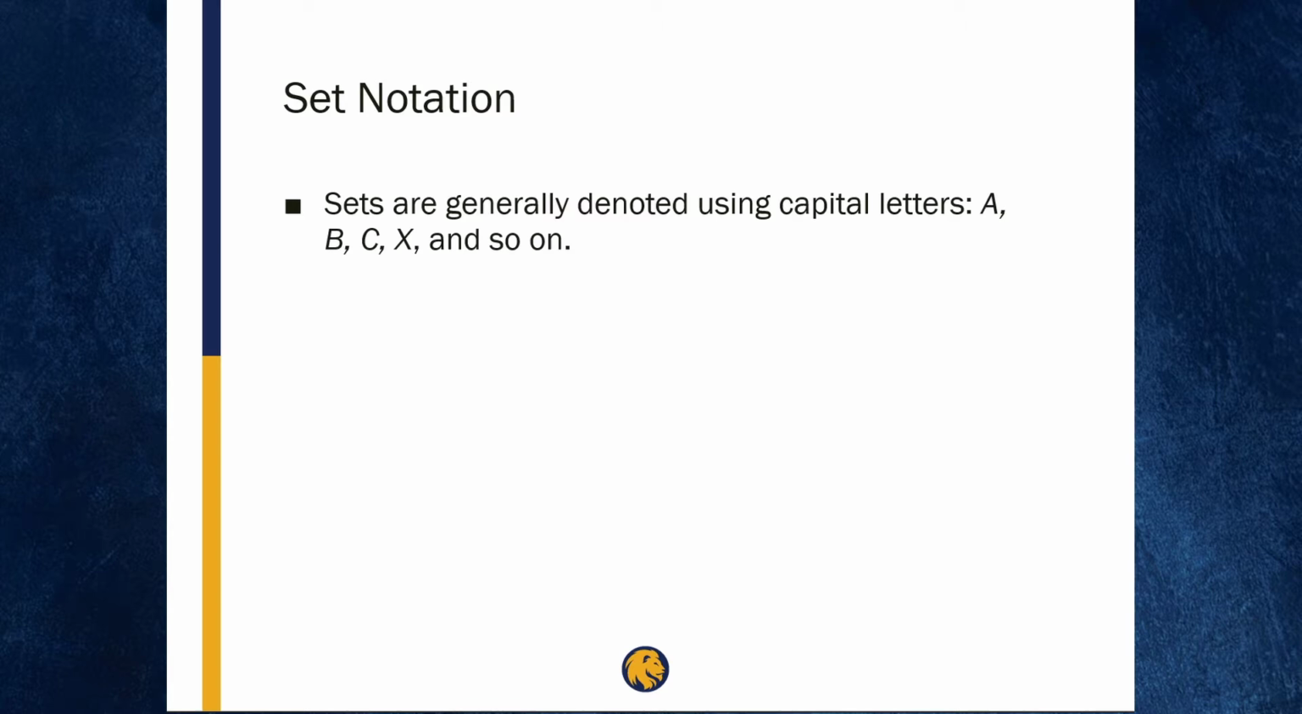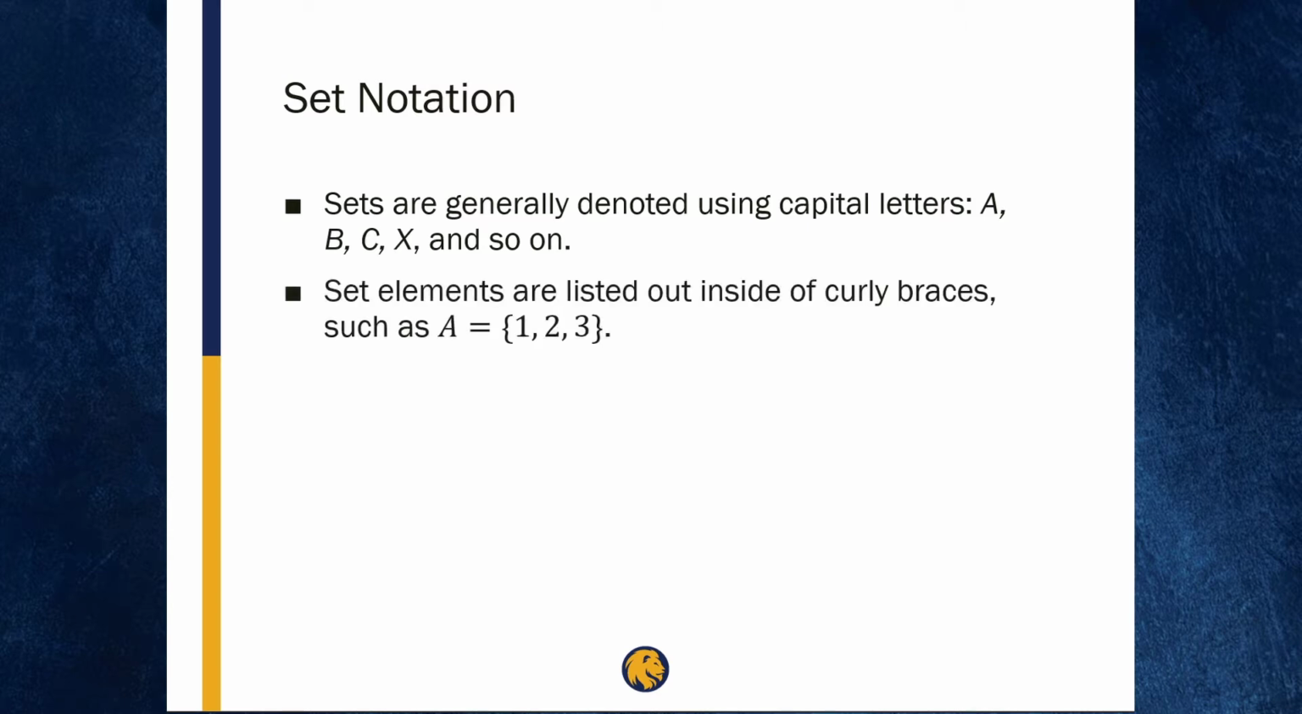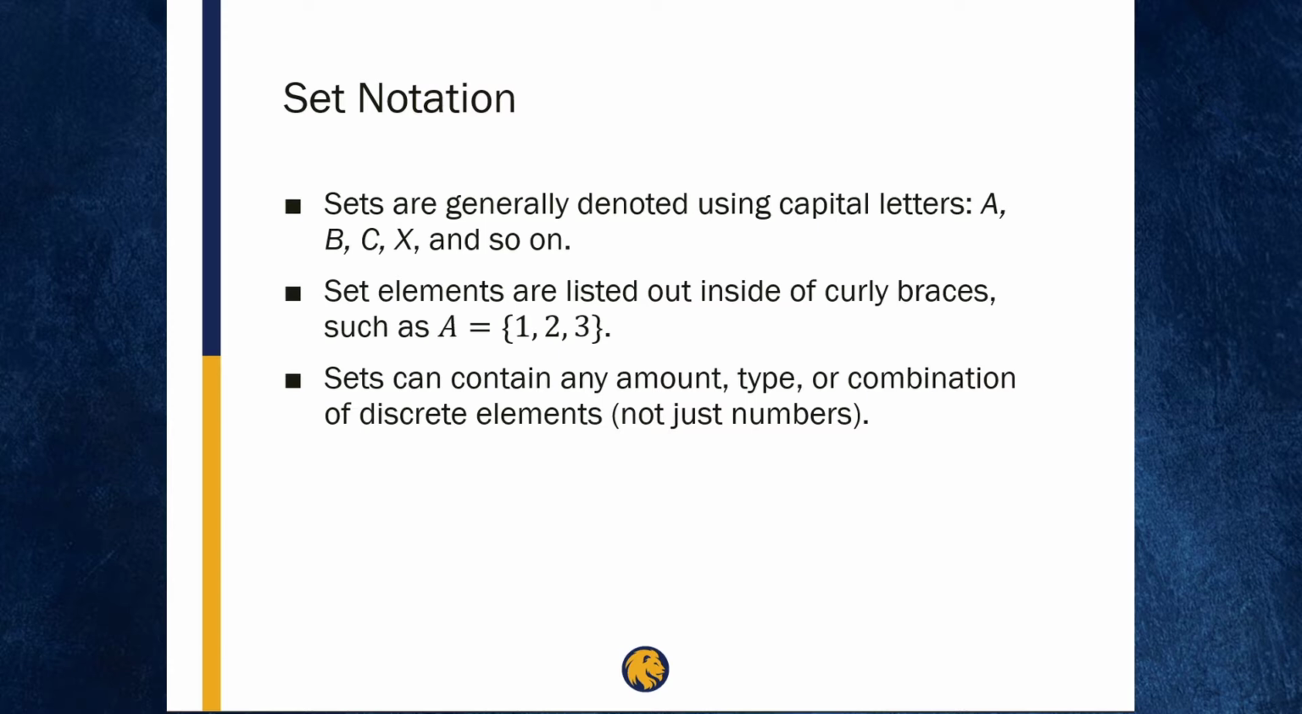For set notation in general, we use capital letters such as capital A, capital B, capital C, capital X, and so on to denote sets. And set elements are listed out inside of curly braces, such as the set A equal to the set containing elements 1, 2, and 3. Sets can contain any number, amount, type, or combination of discrete elements. They don't just have to be numbers within a set. Anything can be contained within a set discretely as different set elements.